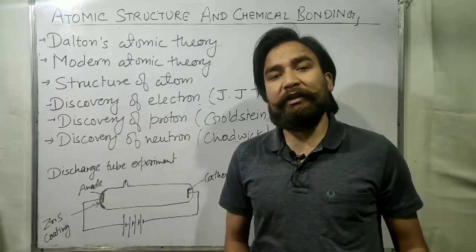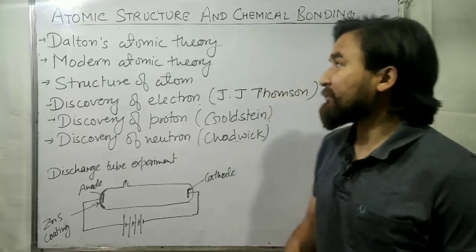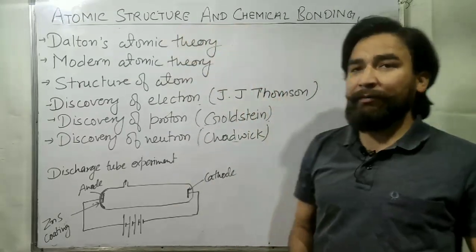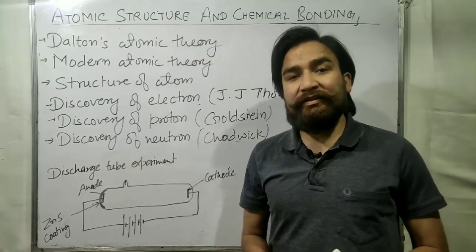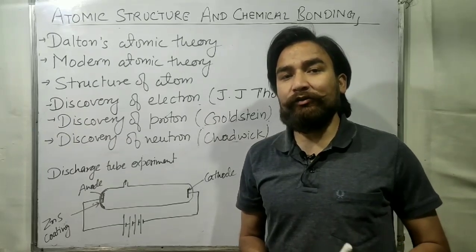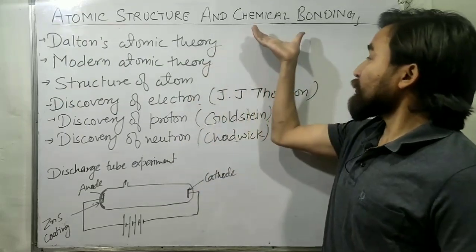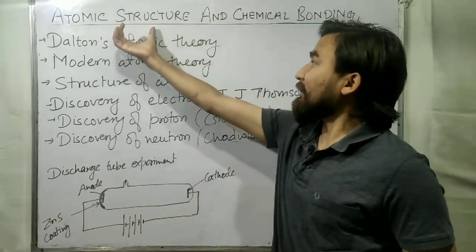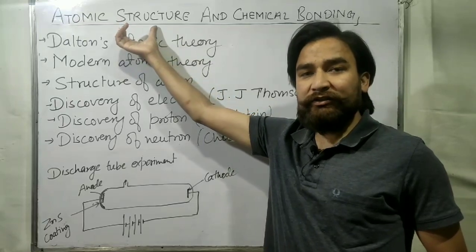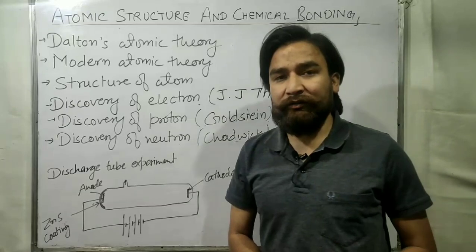Hello everyone. In this video we will start a new chapter from class 9th chemistry, that is atomic structure and chemical bonding. So please listen carefully because this is a very important chapter and also a very interesting chapter. We can divide this chapter into two parts. The first part is about atomic structure while the second part is about chemical bonding.